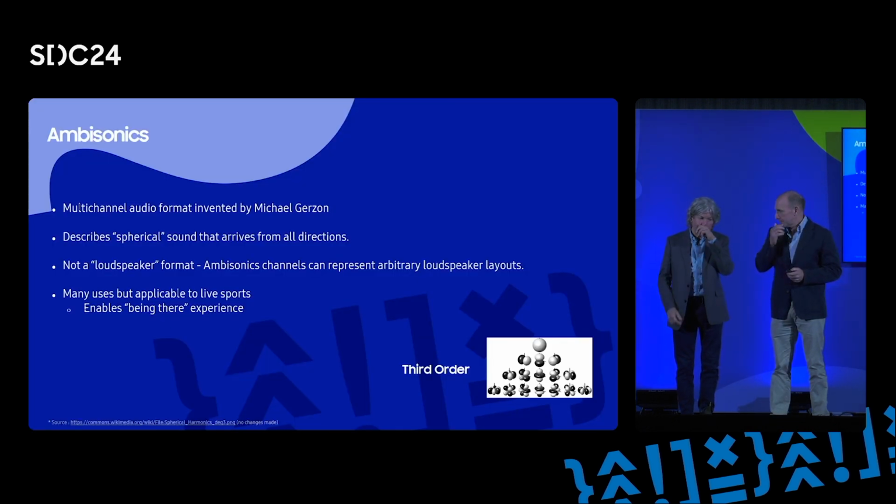So ambisonics is this multi-channel audio format that was invented by Michael Gerzon, which, as maybe many of you know, hopefully, it describes a spherical sound that arrives from all directions. So it's trying to capture the sound environment. So it's not like you're sticking a microphone at somebody, you're kind of just capturing the environment. It's not a loudspeaker format, and that's where the complexity comes in, because if you have an ambisonic recording, it's not directly usable. It has to be processed into wherever the speakers ultimately end up. And with ambisonics, you can therefore align with any arbitrary loudspeaker layout.